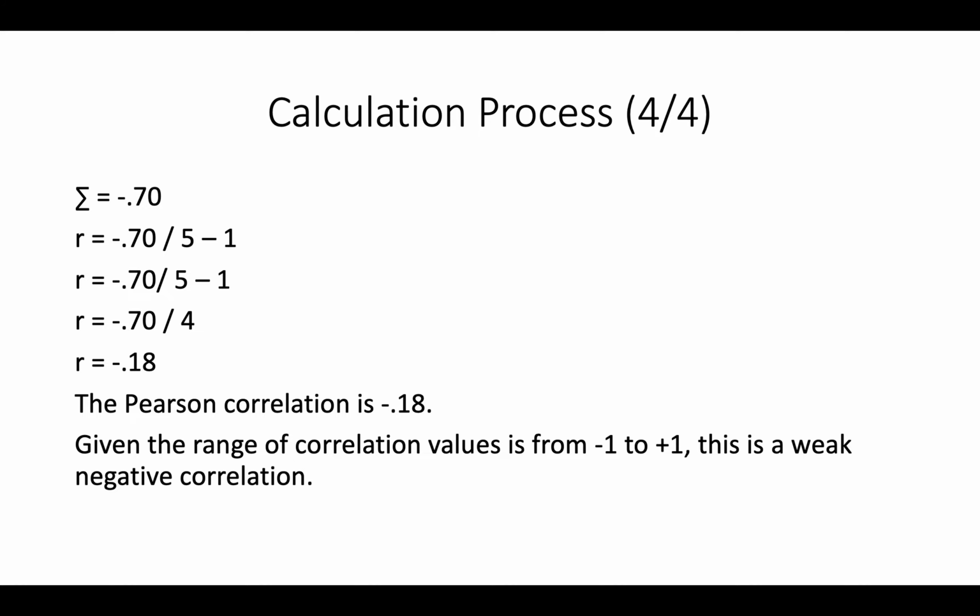Indeed, our final part of the calculation process shows that the sum of these z-score products is only negative 0.70. So dividing by the total number of cases minus 1 yields a small correlation. R equals negative 0.18, which is a weak negative correlation.